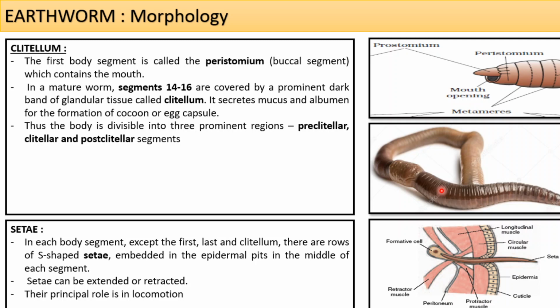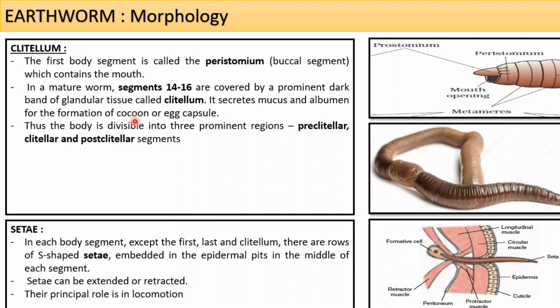Now, the body of the earthworm is divided into three parts. Segments 14, 15 and 16 are collectively called the clitellum. Look at what is written here: in a mature worm, segments 14 to 16 are covered by a prominent dark band of glandular tissue called clitellum, which secretes mucus and albumin for the formation of cocoon or egg capsule.